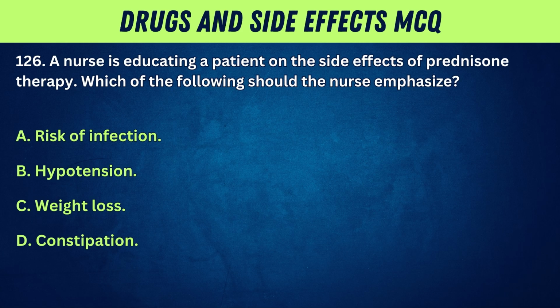126. A nurse is educating a patient on the side effects of prednisone therapy. Which of the following should the nurse emphasize? A.